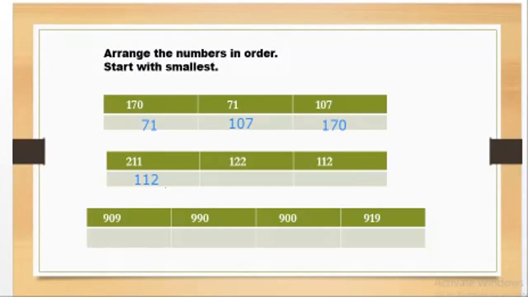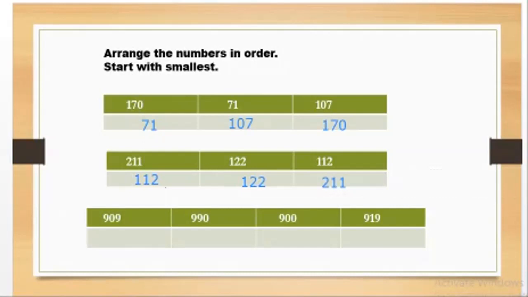And when we compared the first two numbers, which was the smallest number? That was 122. So I'm going to write it in the second place, and in the third place I'm going to mention the greatest value, which starts with 200, and the rest of the two values start with 100. So I'm going to mention 211 last.